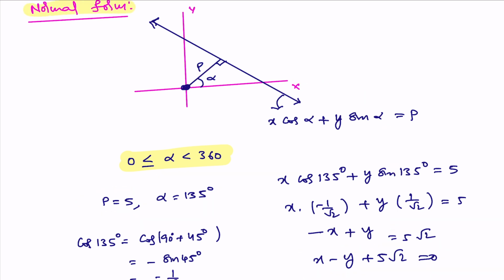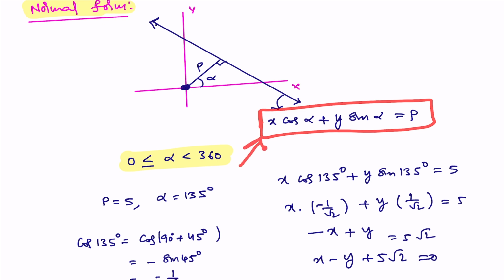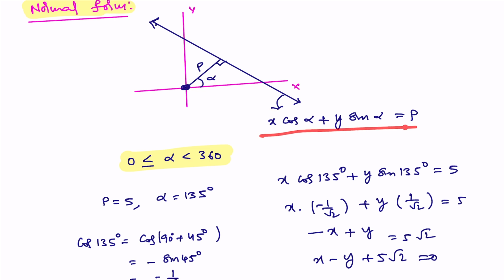So what is this form known as? Normal form. So when we use this formula, x cos alpha plus y sin alpha equal to p, to find the equation of a line, when they give that there is a line which is at a distance of p units from the origin, and the perpendicular makes an angle alpha, this is the formula x cos alpha plus y sin alpha equal to p. This is known as normal form.